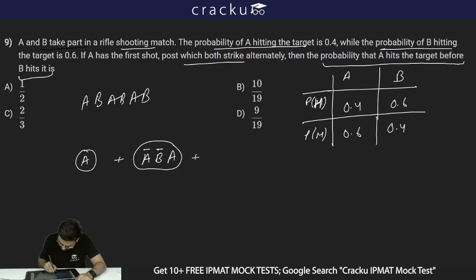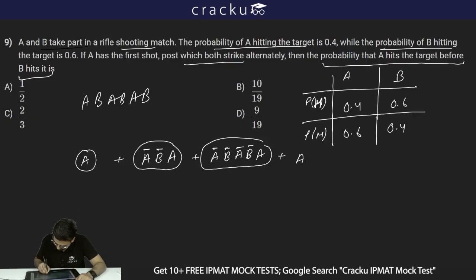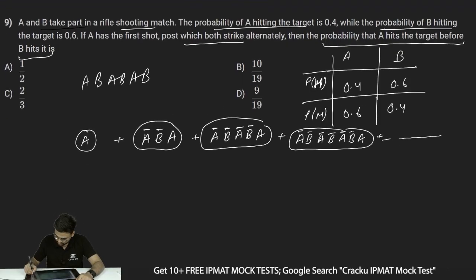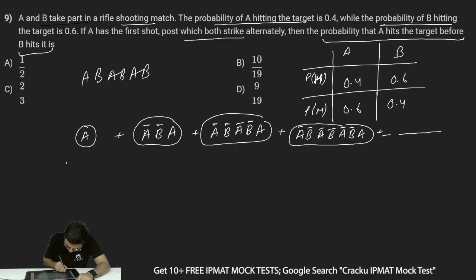My third case will be A missed the target, then B should also miss the target. Now in the second try also A missed the target, and now B should also miss the target, because otherwise B will win the game. So B should also miss the target, and now A hits the target. In the next case, A miss, B miss, A miss, B also miss, then again in the third trial A miss, then B should also miss, and in the fourth trial A is hitting the target, and this will continue up till infinite terms.